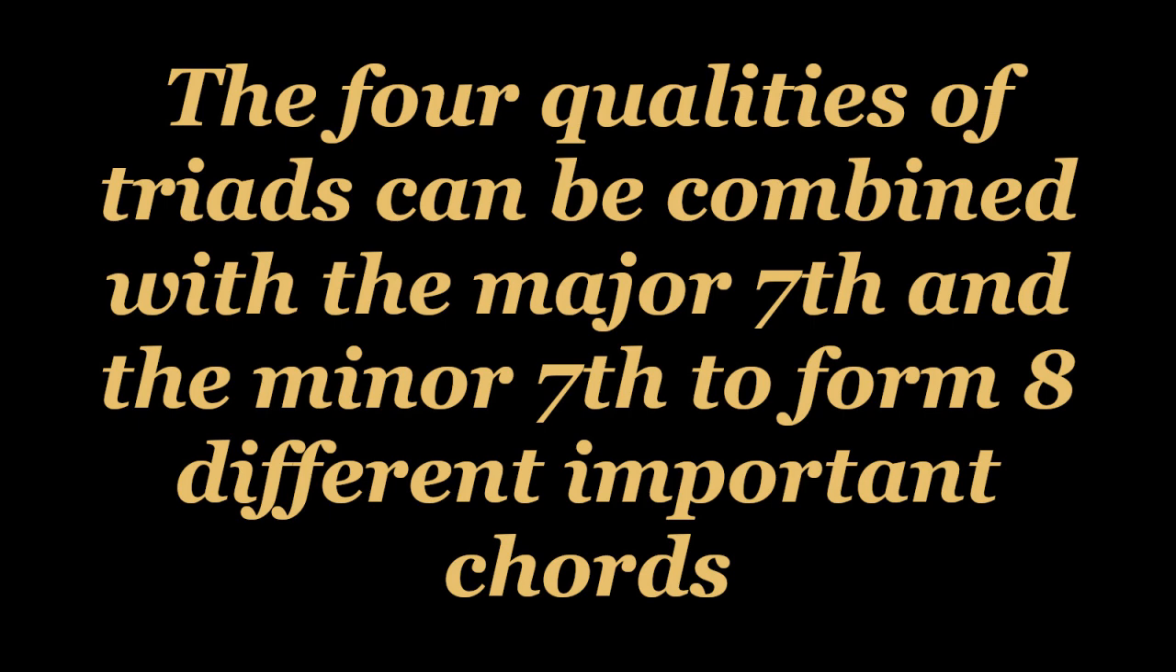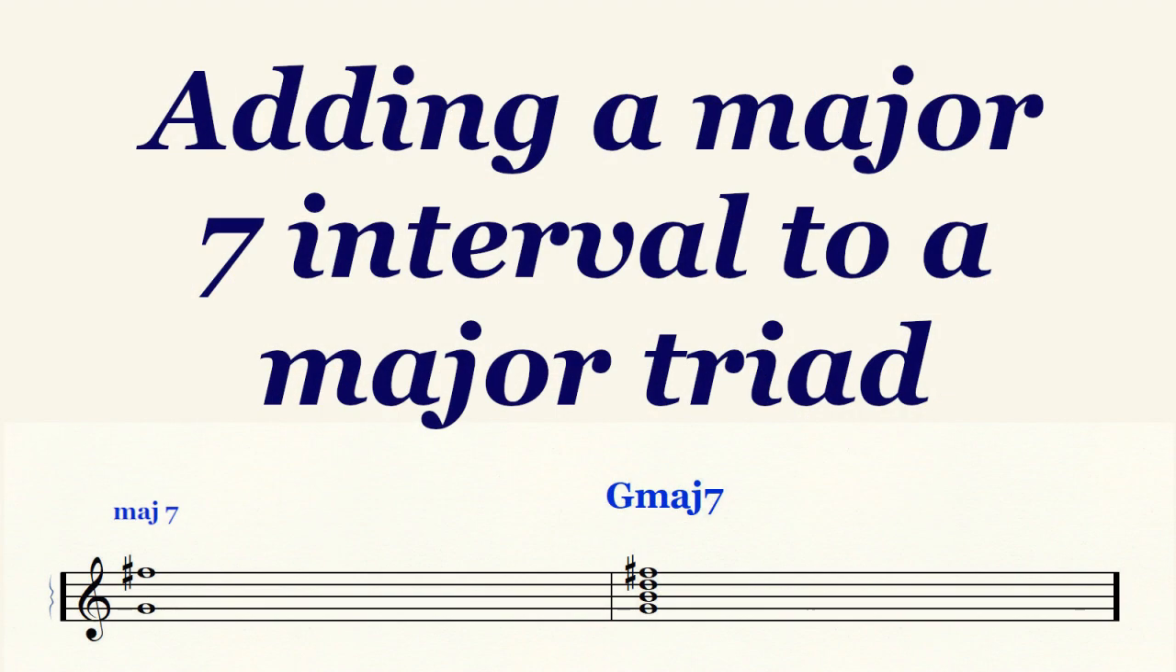These 4 qualities can be combined with either the major 7th interval or the dominant 7th interval, so that there are 8 possible ways to combine the 4 qualities of triads with big and small sevenths. I will show 6 of them that I have seen most frequently with standardized symbols. The major 7 chord, written as Maj7, combines a major triad with a major 7th interval. G, B, D, F sharp would be an example.